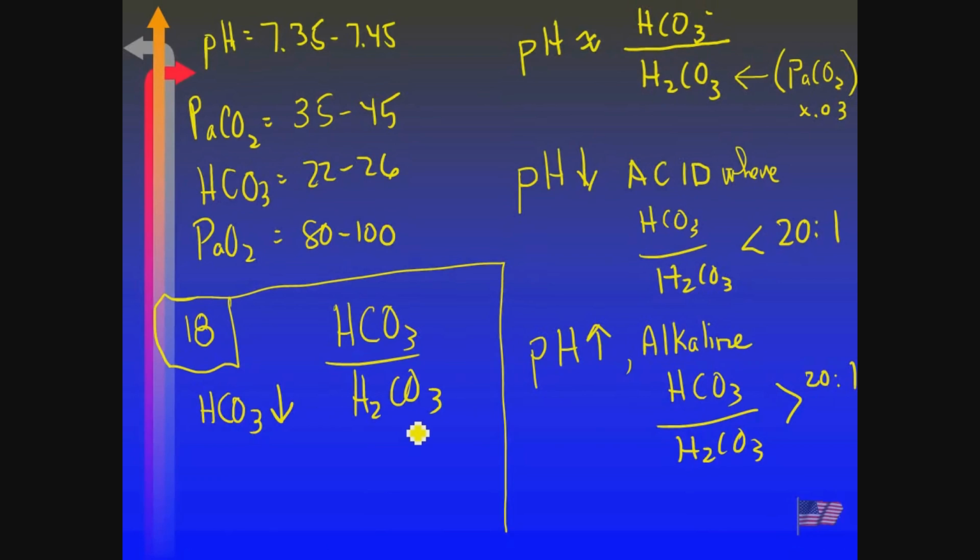What about the denominator? Increase that. So as my carbonic acid gets larger, or my PCO2 gets larger, it's going to cause that ratio to get smaller. And the opposite would be true for an alkaline condition.